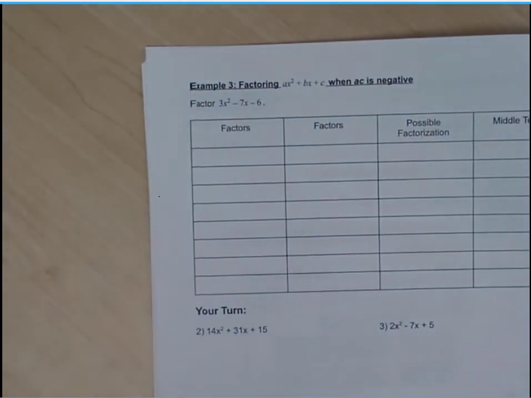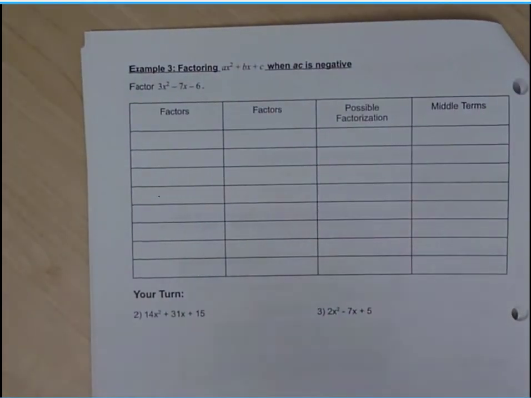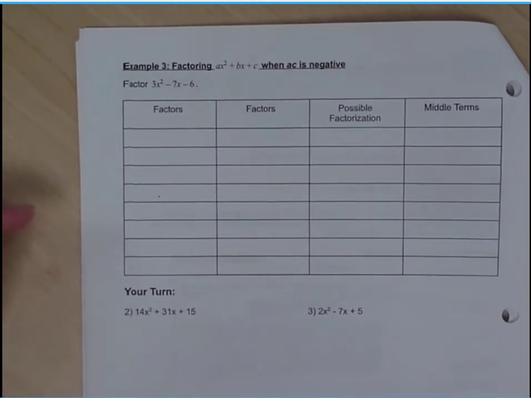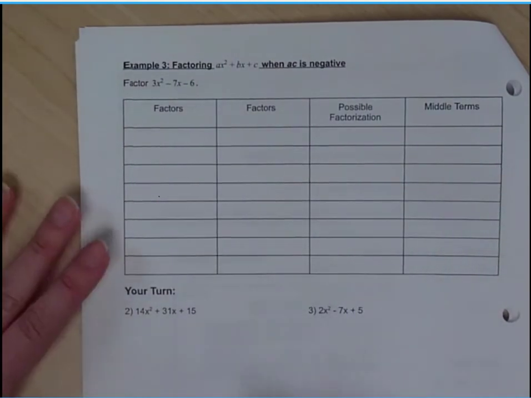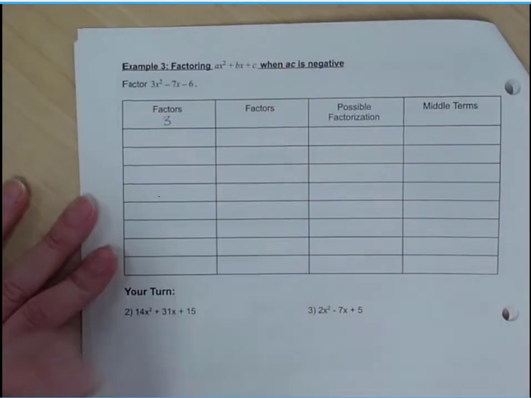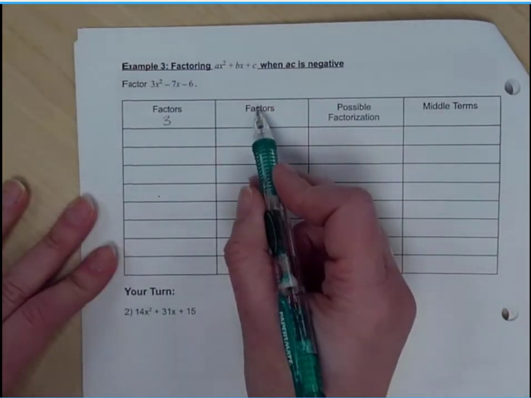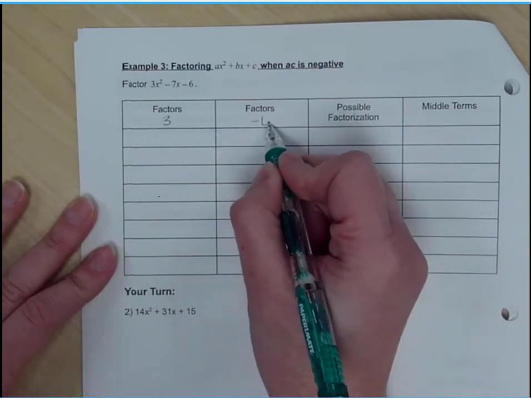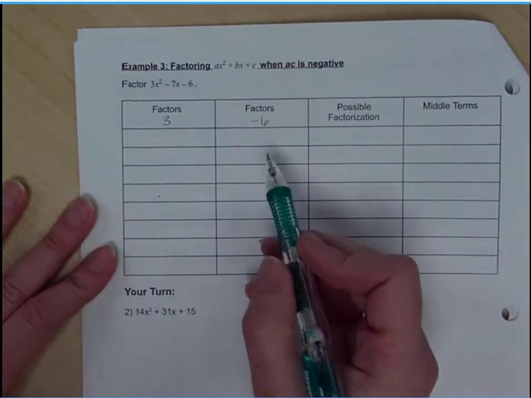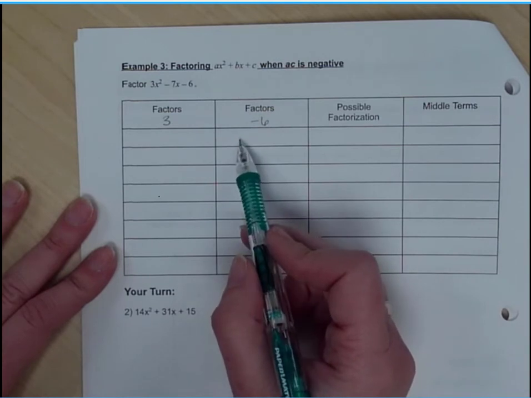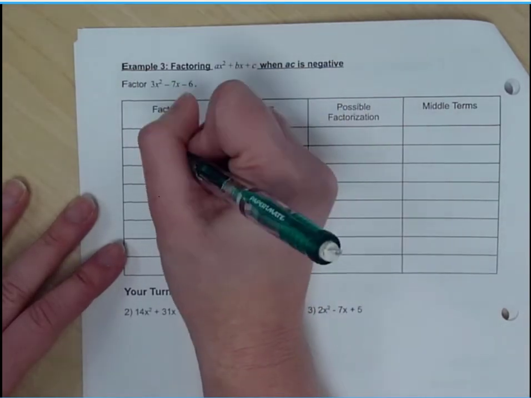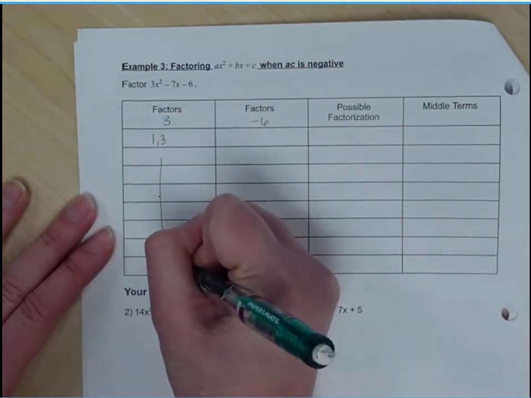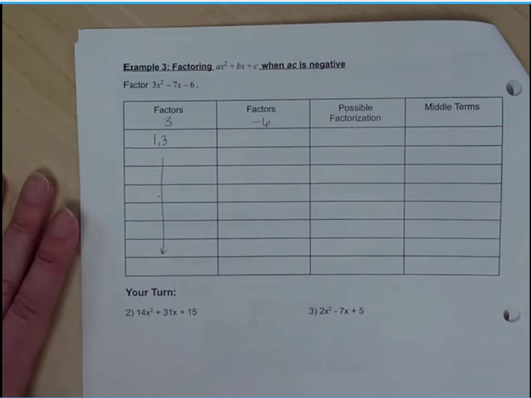Now, sometimes the problems are a little bit bigger. Keep in mind, you only have to go until you find the solution. So while you may have a huge chart here, you may not need to use it. But what are my factors? So my leading coefficient is 3. My constant is a -6. So now that I know this is a -6, I need to have a positive and a negative factor here. My only solutions here really are 1 and 3. So I don't have a whole lot to work there.